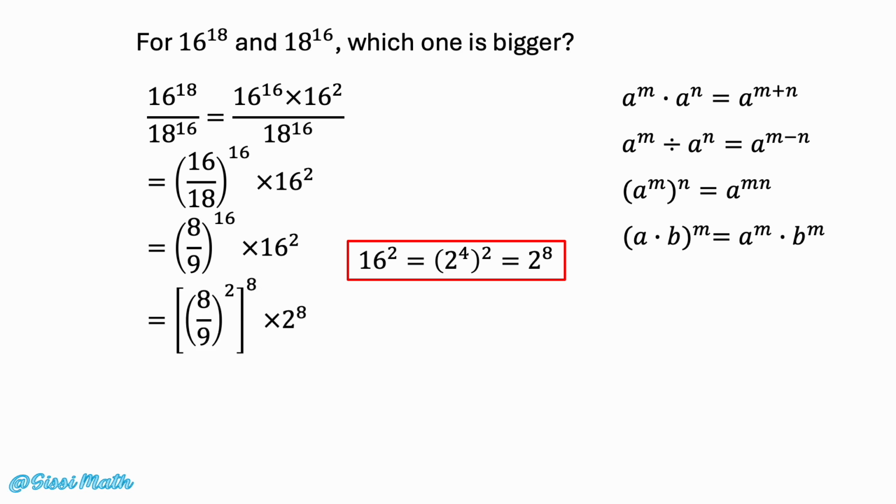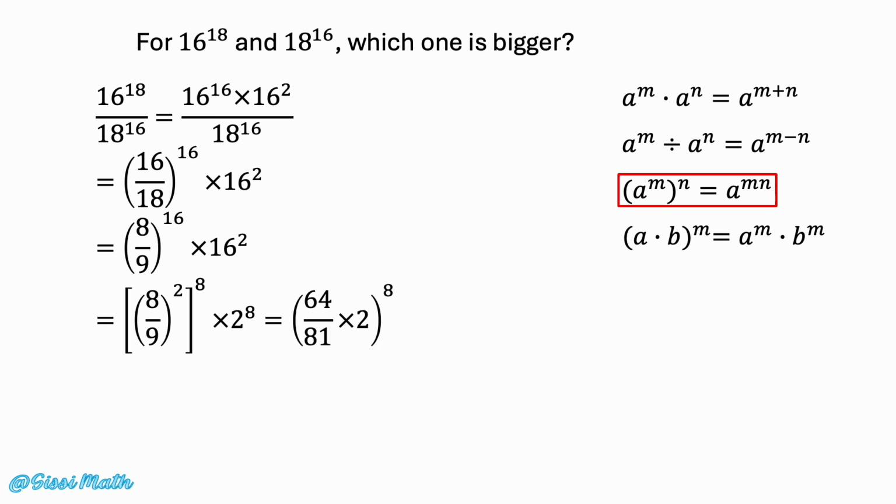And then for the first fraction component, we also extract 8 outside 16. So we have 8 divided by 9, this fraction squared, and outside we have the value to the power of 8. So now we can say there are two components, and both of the components have the power of 8. Then based on the third formula, we take the power 8 outside, and inside the bracket we have the calculation, which is 64 divided by 81 times 2.